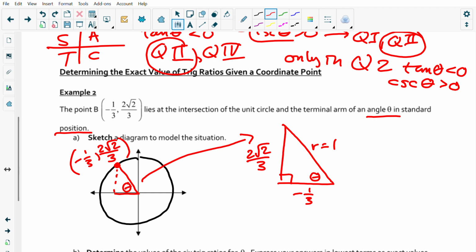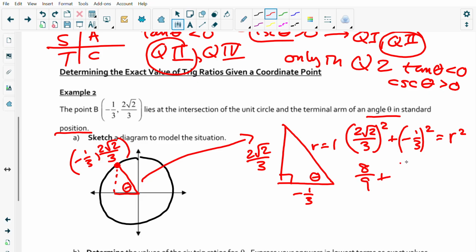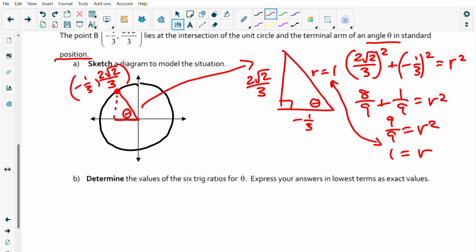Okay, so let's prove that it's actually a unit circle here. If I square the first term and add it to the square of the second term, what will I get? That is 8/9 plus 1/9 equals r squared. That's 9 over 9 equals r squared. That's 1 equals r. Well, that checks. And that makes sense because it's the unit circle.